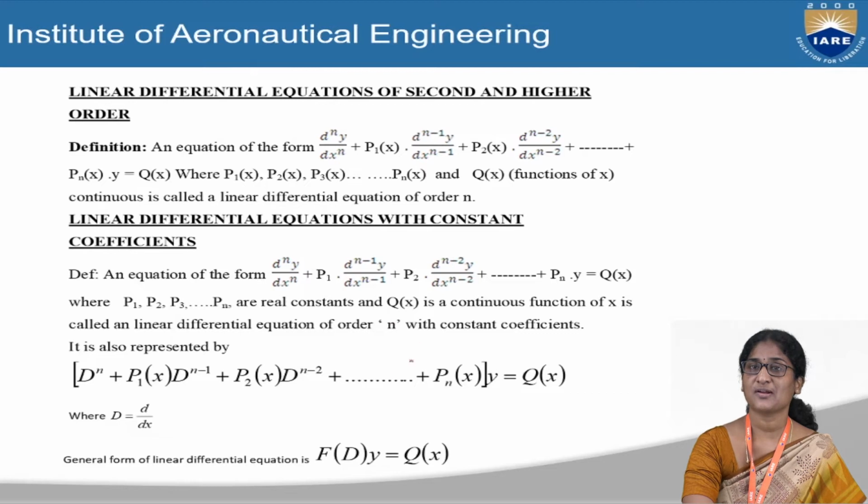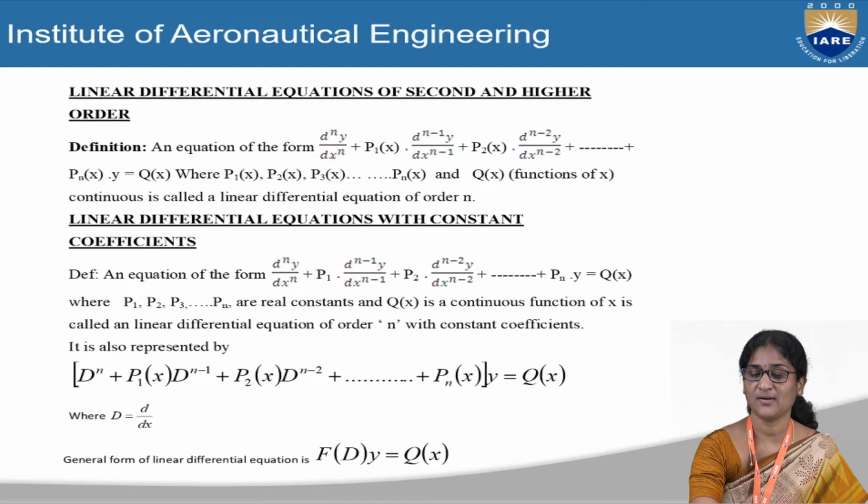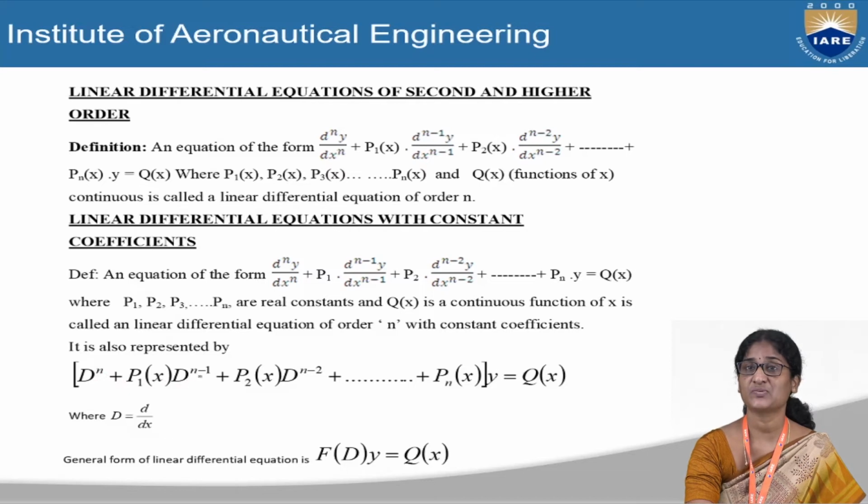Now it is in shortcut form. It is represented by D to the power of n. In all the problems of higher order, they are represented by capital D. Capital D is a representation for d by dx. So d by dx of y is represented by D to the power of n, so D to the power of n plus p1 of x into D to the power of n minus 1 plus p2 of x into D to the power of n minus 2, and so on and so forth up till pn of x into y is equal to q of x. This is a non-homogeneous differential equation because I have the q term also here.